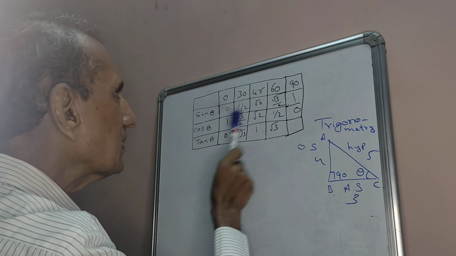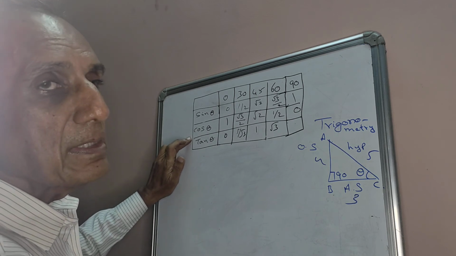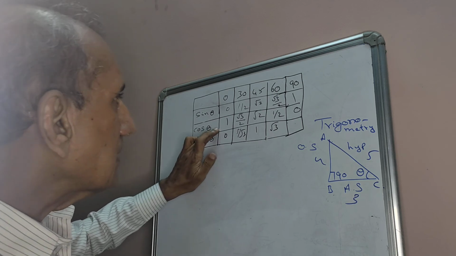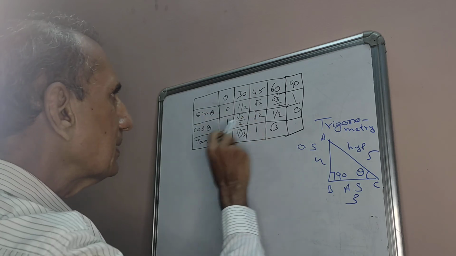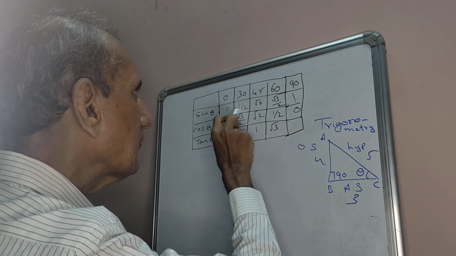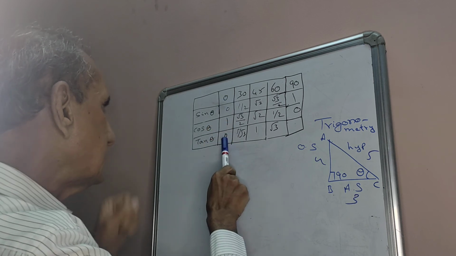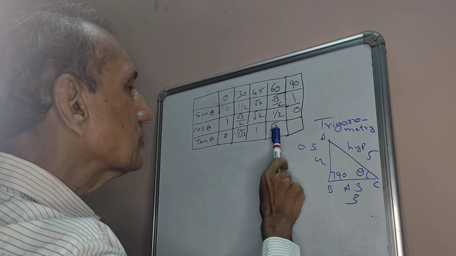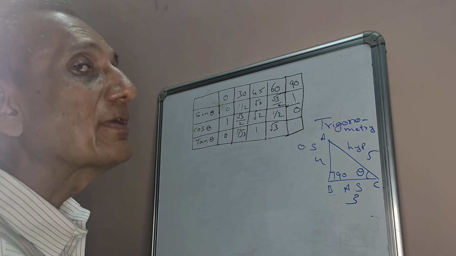Cos 0 is 1, it goes in the opposite direction, because cos theta is nothing but the complement of sine. So cos 0 is 1, cos 30 is root 3 by 2, cos 45 is anyway 1 by root 2, cos 60 is half, cos 90 is 0. Tan is sine by cos, so tan 0 will be 0. Tan 30 is 1 by root 3, tan 45 is 1, tan 60 is root 3, tan 90 is not defined. In some books they write it as infinity.